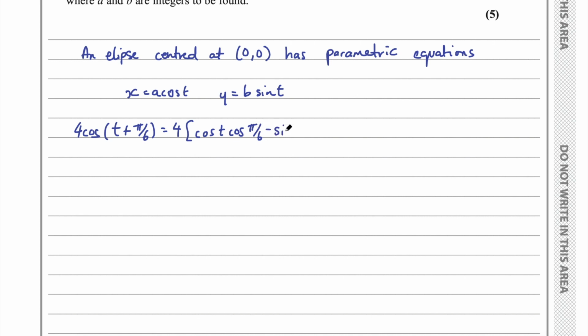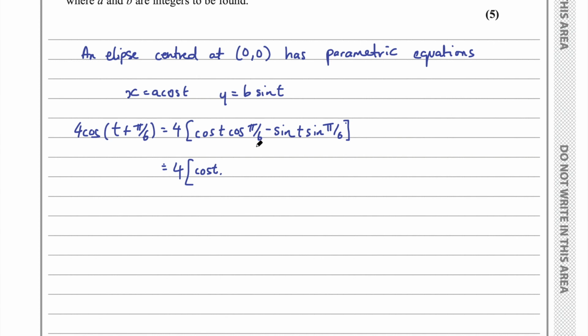Take the sine of t multiplied by the sine of pi on 6. So that's part of the sum and difference formulas for trigonometric functions. So let's have a look at this now and see if we can simplify it at all. So this is going to be 4 multiplied by the cosine of t.